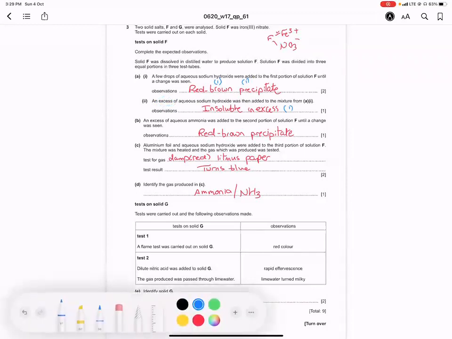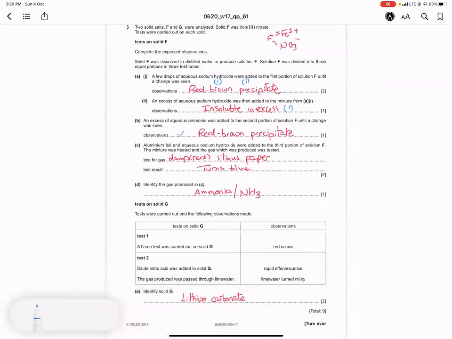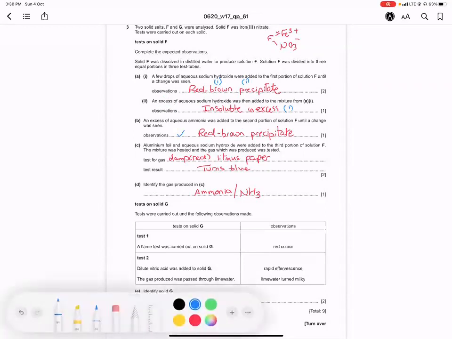B. An excess of aqueous ammonia was added to the second portion of solution F until a change was seen. Same color, reddish brown precipitate. Ammonia with iron 3 gives a reddish brown precipitate. Okay. Reddish brown precipitate, of course, it's insoluble in excess. Since it's 1 mark, reddish brown precipitate is also the only answer needed.